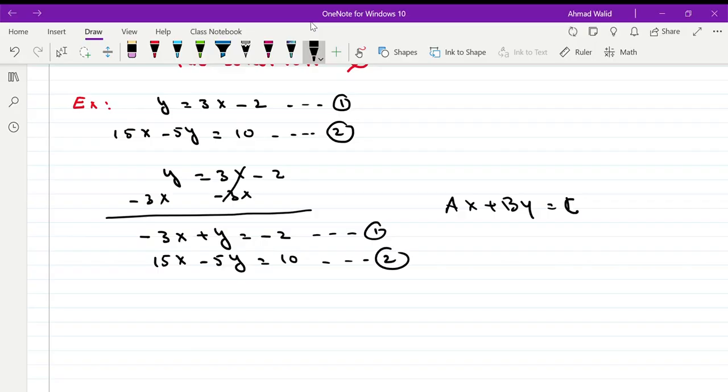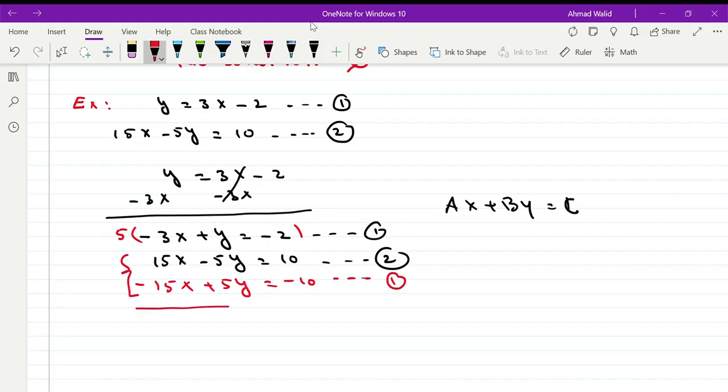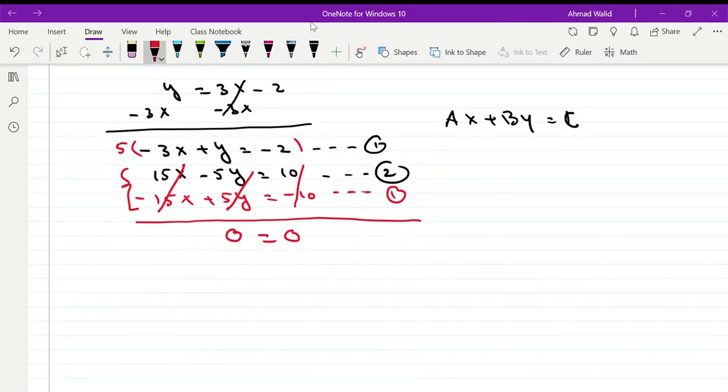To eliminate x, I will multiply equation number 1 by 5, correct? 5 times negative 3x gives you negative 15x. 5 times y gives you 5y. And 5 times negative 2 gives you negative 10. This one becomes equation number 1. Now, if I add equation 1 and 2, you see these two cancel out, 0. And on this side, 10 minus 10 gives you 0. 0 equals 0.